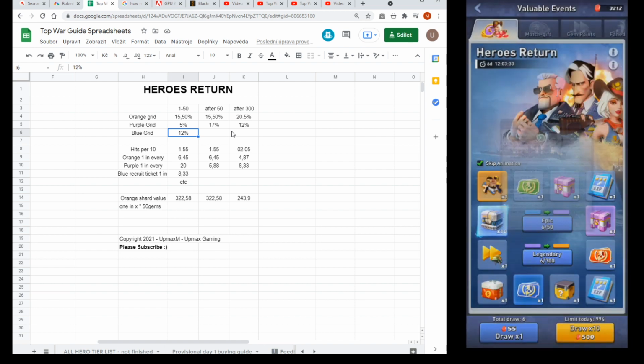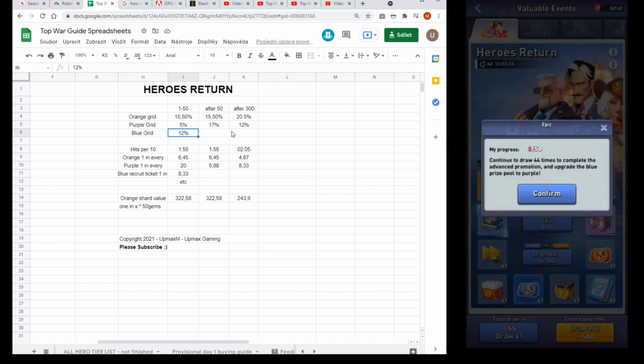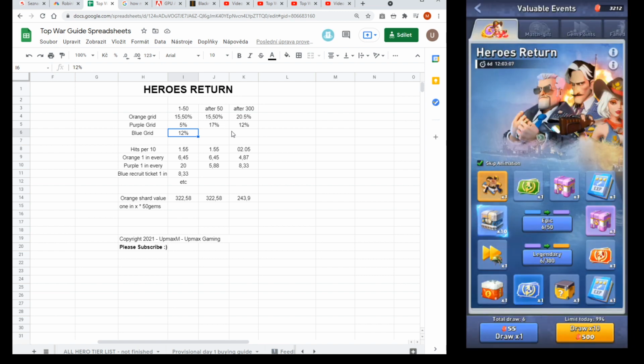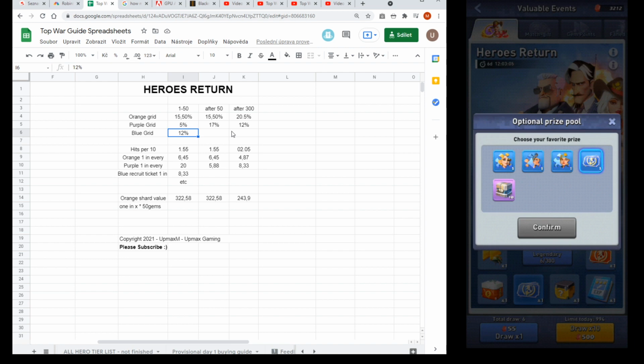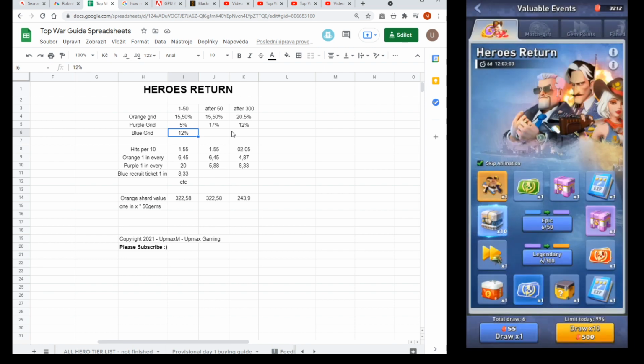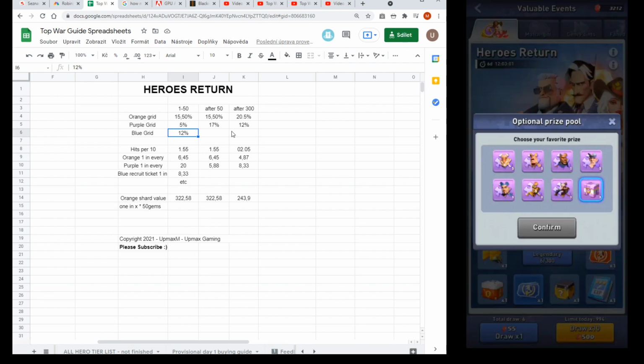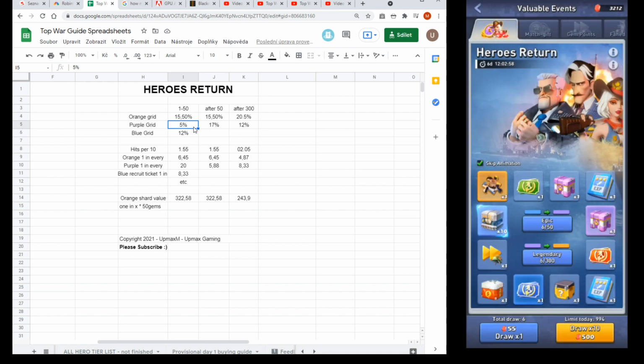And if you do it 50 times though, it is going to upgrade. The blue tile is going to get replaced by a purple tile. So basically you are going to have two purple tiles, each with their own chance. One is going to have a 5% chance and the other is going to have a 12% chance, for a total chance of 17%. That's going to be between 51 and 300 runs.